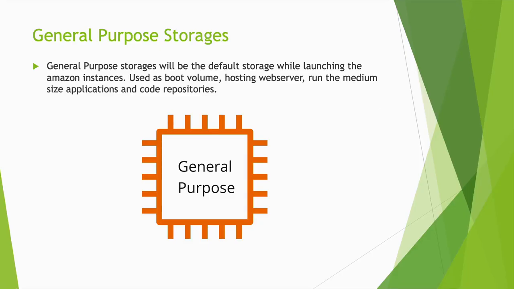General purpose storage. These storages are the default storage whenever we are launching Amazon EC2 instances. It's generally used to boot a volume, host a simple web server, or run medium-size applications, code repositories, etc.